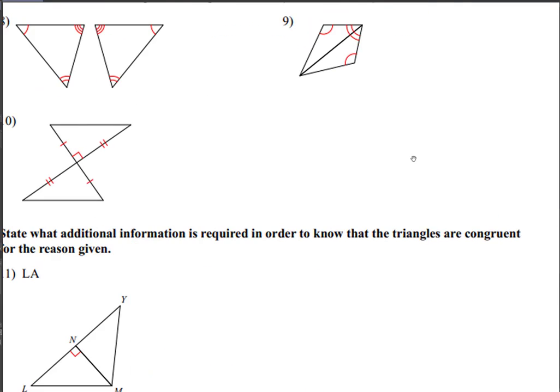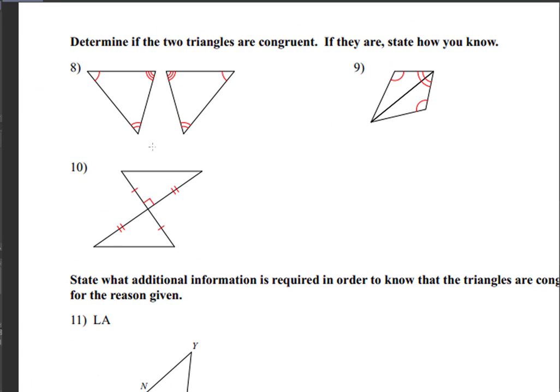Determine if the two triangles are congruent. If they are, state how you know. All right, so this one here, you have an angle, angle. So you could try and prove it by angle. But as we learned earlier, can you know just by angle?